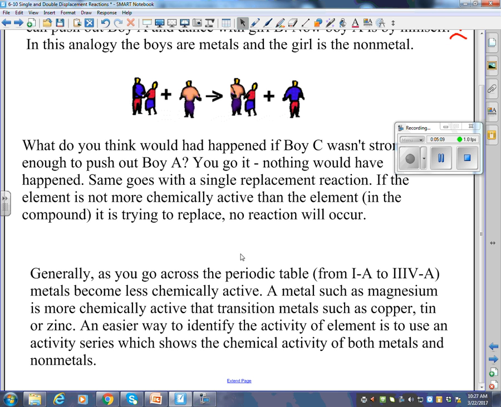Generally, as you go across the periodic table from left to right, metals become less chemically active. So the most reactive ones are way over on the left, like lithium, sodium, potassium. A metal like that by itself is quite reactive. Krypton is completely inert. Those are the inert noble gases. They're quite happy to stay by themselves, and they don't react at all.